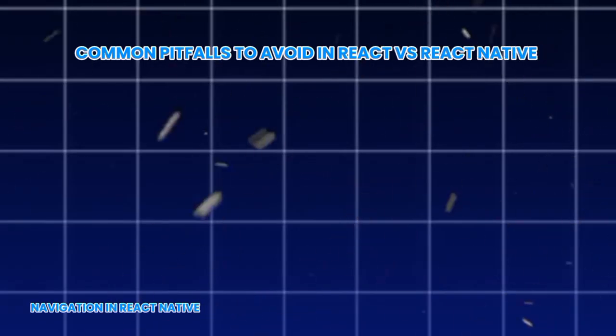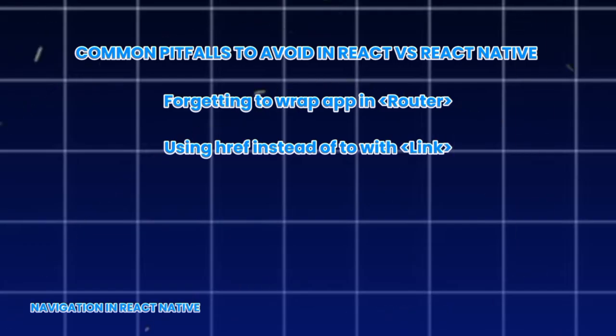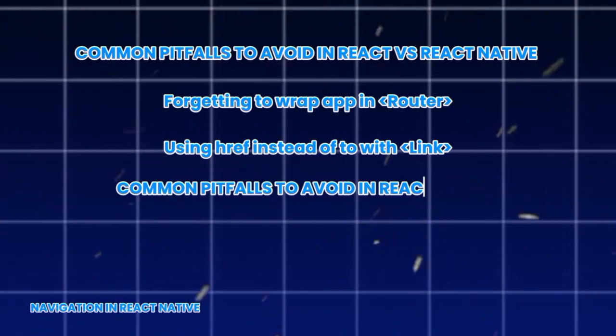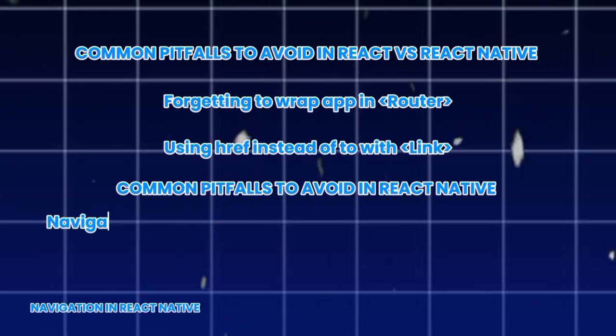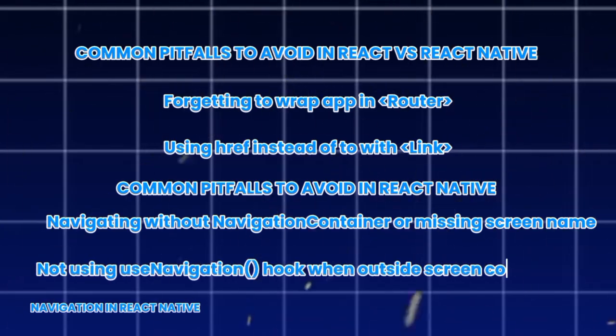Again, common pitfalls to avoid when you are using React versus React Native. One, forgetting to wrap your app in the router. Then you are using href as you have in HTML as against the Link. If you do that, then it's not going to work. That is for React for the web. But then talking about React Native, some of the common pitfalls is that you are using navigation without NavigationContainer. If you do that, then it's going to throw an error or it's not going to work. Then not using the useNavigation hook when you are using it outside the screen component. If you do that, then it may not work.